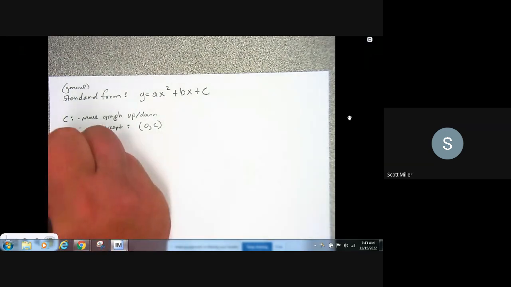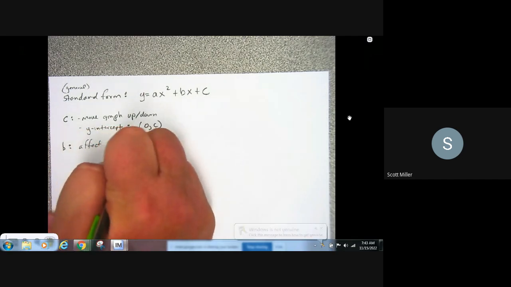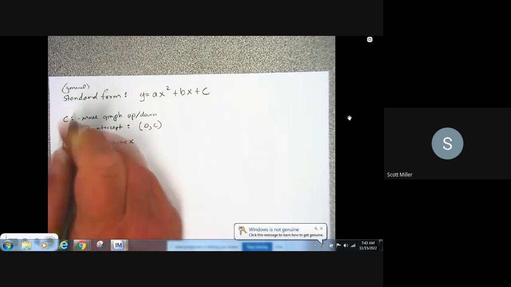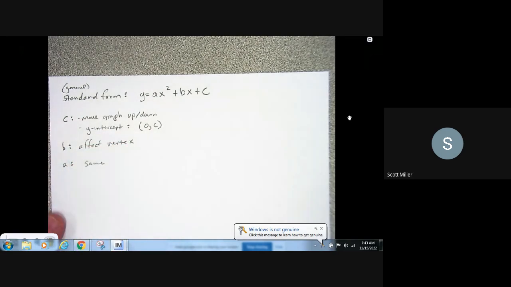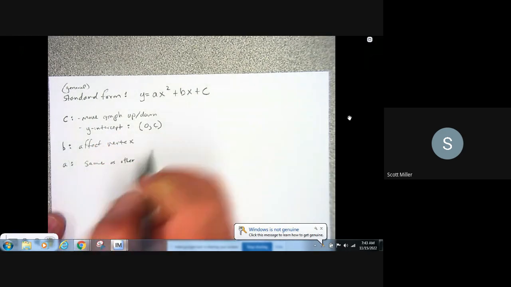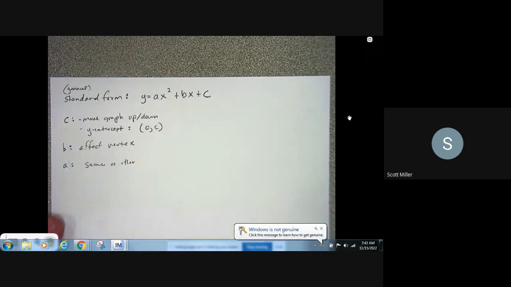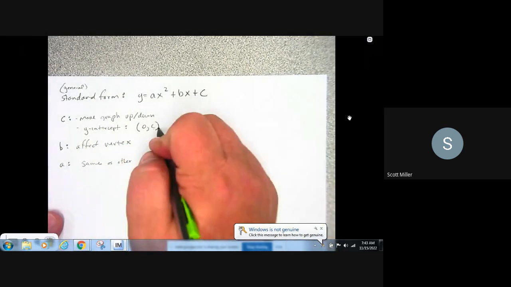What does the b value do? Well, it will affect the vertex. What does the a do? The a does the same as before. Okay? The same as the other. A pretty much is set in what it does. It doesn't really do anything different than the same things I showed before. Okay? So the y-intercept, we know.